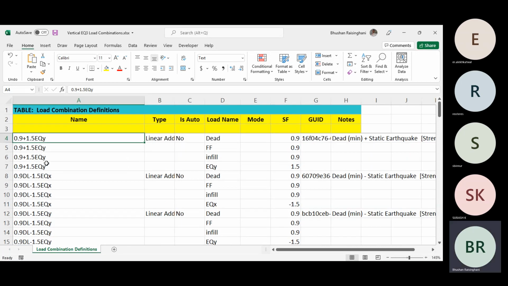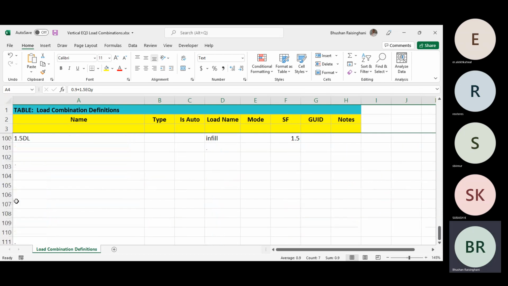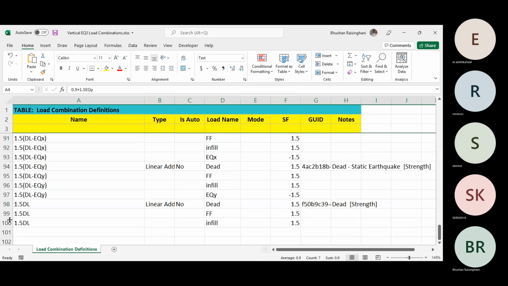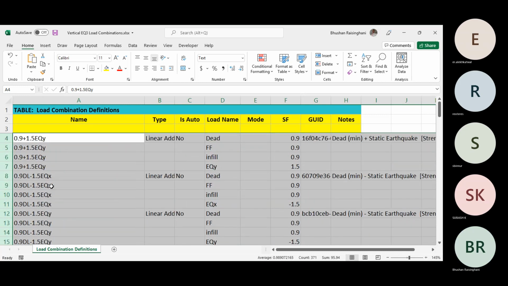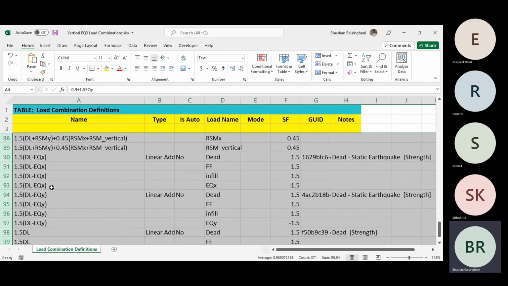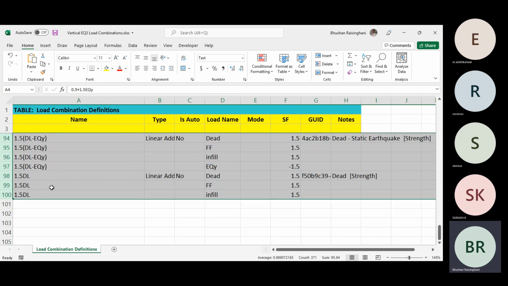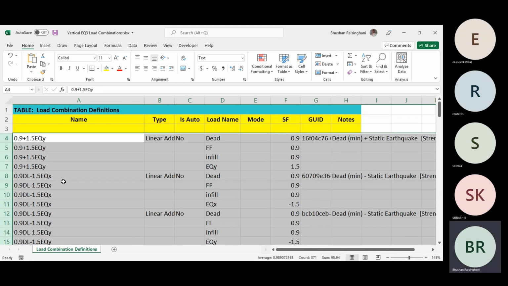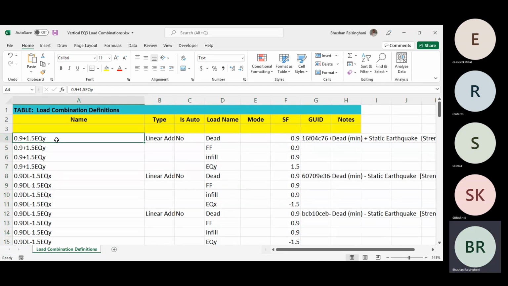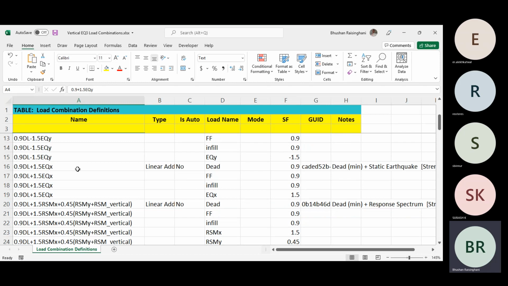So this I had created in ETABS software, and I have exported that from ETABS into Excel. And here, let me just click here to scroll below. So these are, I think, 4 to 100, right? So 94 load cases are there that are defined in ETABS by me. Okay. So this Excel file I will send to you. You just see how the load cases are defined.